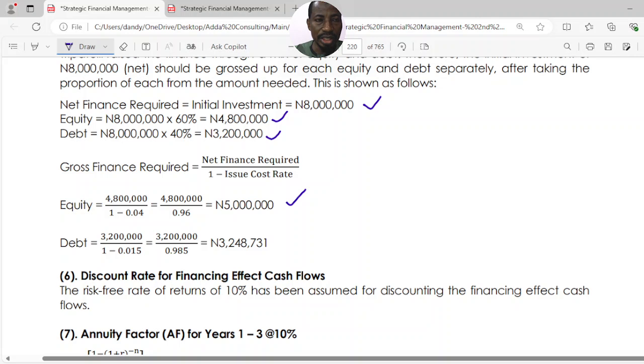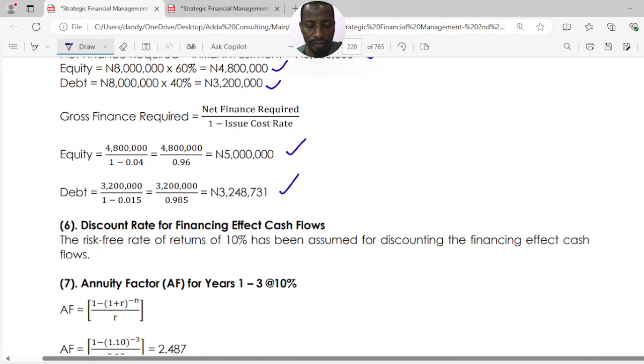For the debt, the issue cost rate is 1.5%. When you do the calculation, we have 3,248,731. So that's the gross amount. Now that I have the gross amount, we've already ascertained that we are going to use the rate of return of 10% because, again, look at the statement. The risk-free rate of return of 10% has been assumed for discounting the finance effect cash flow since, of course, cost of borrowing is not given. We are not given interest rates for the borrowing rate. So in that case, we are assuming the risk-free rate of return of 10%.